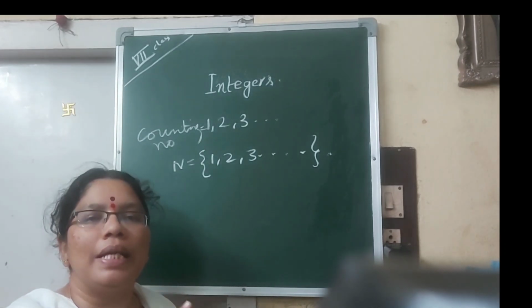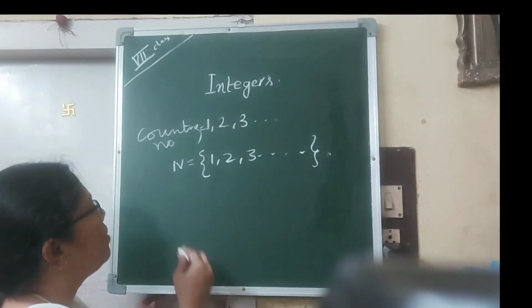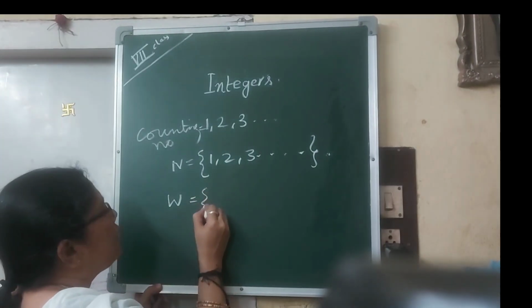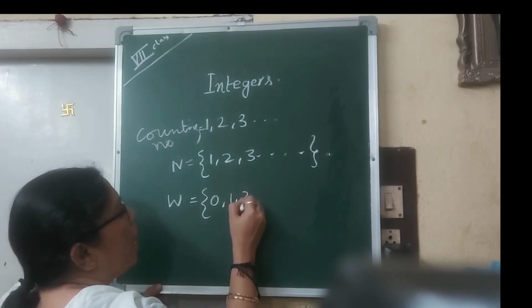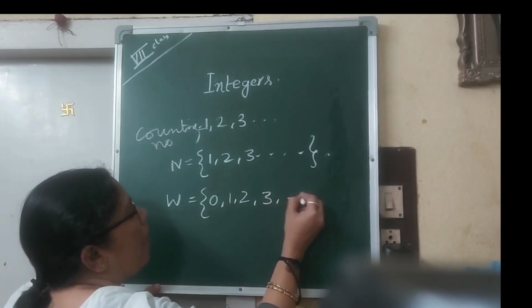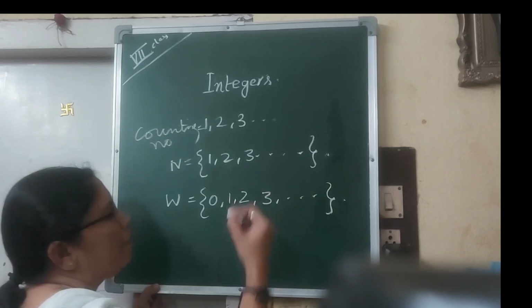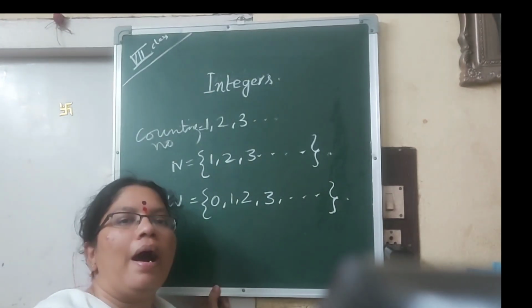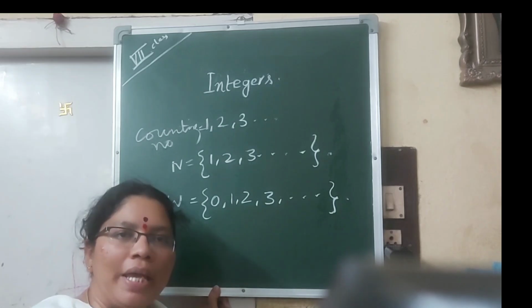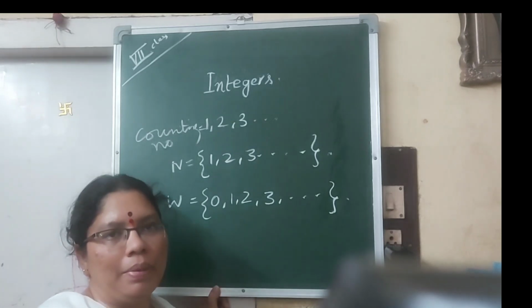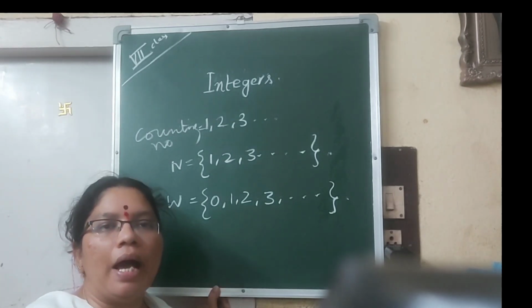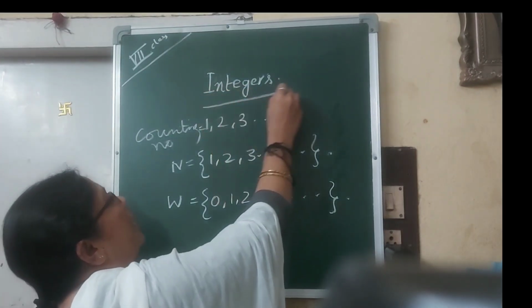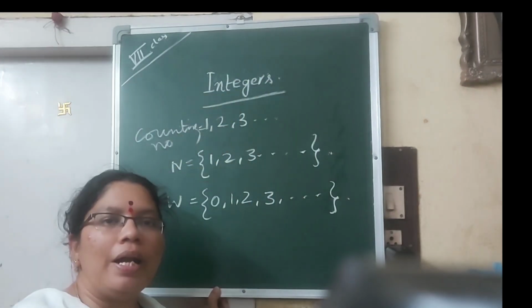That number set is called whole numbers. The whole number set is denoted by W and it consists of 0, 1, 2, 3 and so on. These are whole numbers. However, though we have the natural number set and the whole number set, we need another set of numbers called integers.